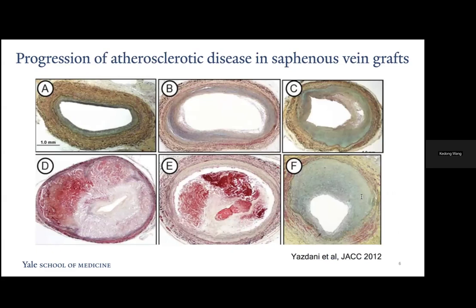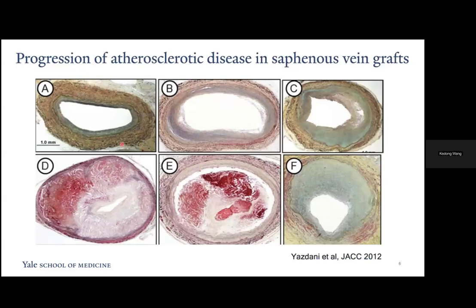So this is kind of a nice slide. It highlights the accelerated natural history of atherosclerosis in a vein graft. So the progression from A to F. So within the first year of grafting, there's this concept of arterialization of the vein graft that's characterized by fibrointimal thickening.